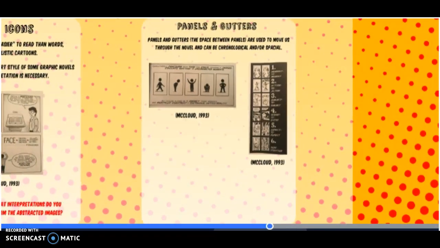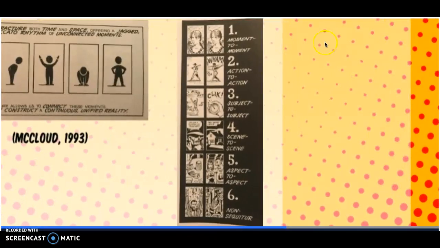Here are some types of interpretations we might be making, and some types of gutters, interpretations and spaces in between. So there's moment to moment, which doesn't require a lot of interpretation. It's just kind of like slowing down a movie one frame at a time. Then there's action to action, kind of like this one, where it just leaves out a lot in the middle but shows two actions. Subject to subject, it might be the same moment of time instead of chronological like these two, but it is showing two different subjects in that moment of time.